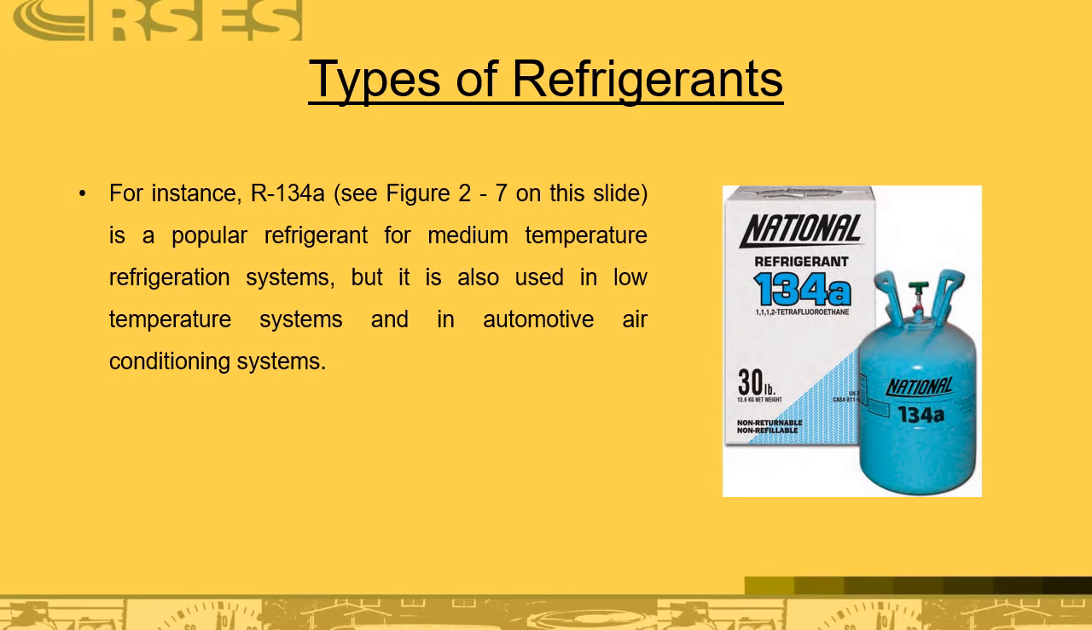For instance, R-134a, if you look at this figure here, is a popular refrigerant for medium temperature refrigeration systems. It's also used in low temperature systems and in automotive air conditioning systems. That's no longer true on the new cars. The new cars have now transitioned away from R-134a. Now they're utilizing a product called 1234yf, which is the new refrigerant for new automobiles. Be aware of that.